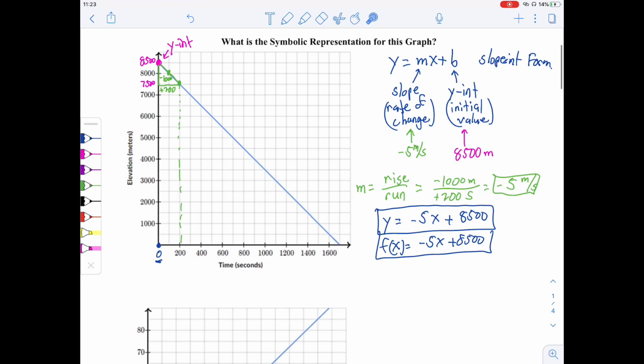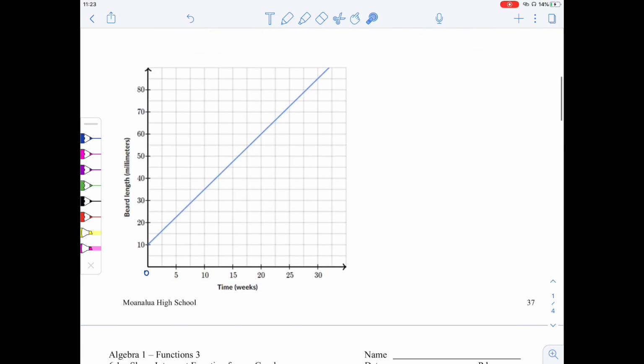All right, so number 2, same thing. We're always going to compare it to y equals mx plus b. So we want to look at what is the slope, what is the rate of change. Always start at your initial value. So look at where it starts on our graph. Right here, and that's at 10. So this is our y-intercept. Our y-intercept is equal to 10, and this is in millimeters. So 10 millimeters, and our b is 10. That's our starting value.